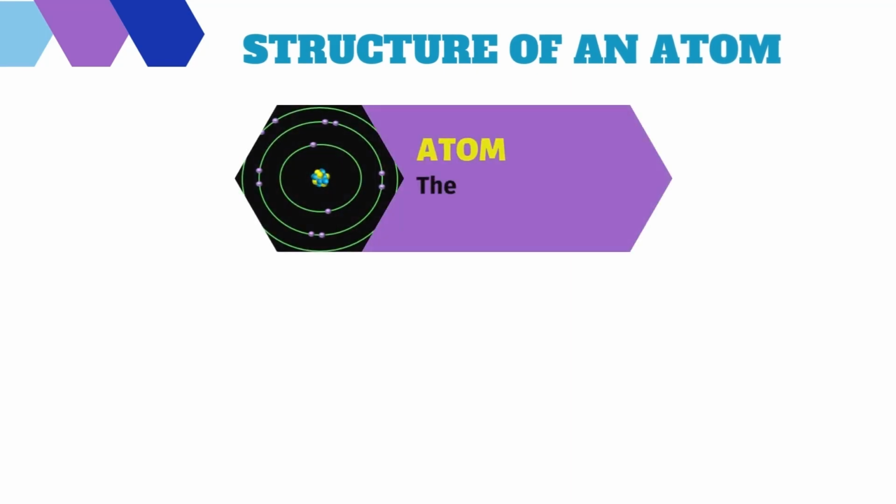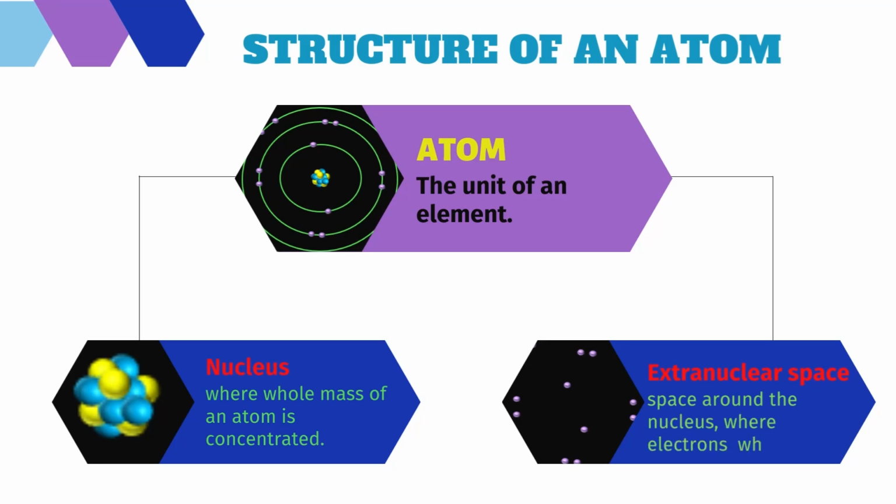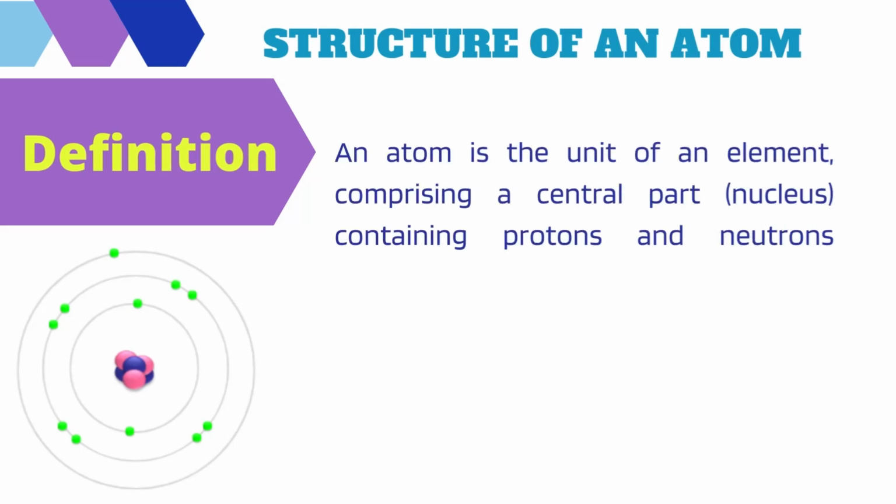An atom, that is the unit of an element, comprises the nucleus and extranuclear space. Nucleus is where the whole mass of an atom is concentrated. Extranuclear space is the space around the nucleus where electrons whiz or revolve. Now see, how can we define an atom? An atom can be defined as the unit of an element comprising a central part, the nucleus, containing protons and neutrons, surrounded by electrons in shells.